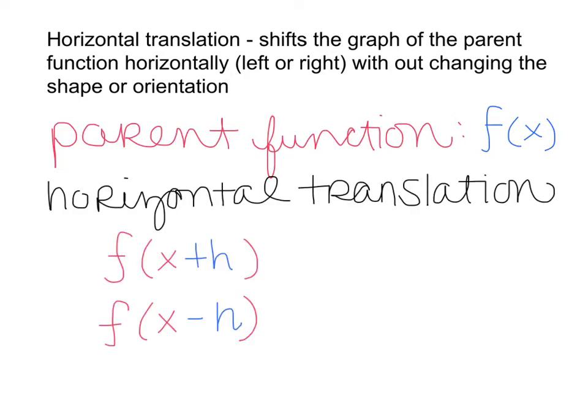So these look much different than the vertical translation did. The h is now inside with the x. So if it's plus h or plus a number on the inside, that is going to move your graph to the left. If it's minus h on the inside, it's going to move your graph to the right.